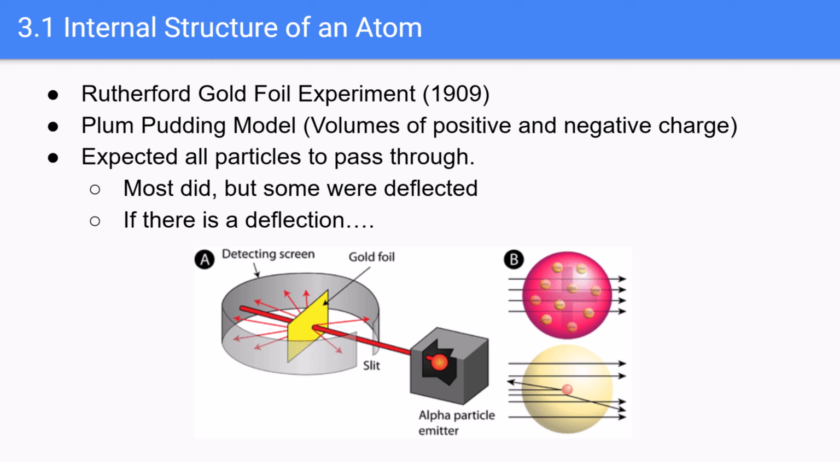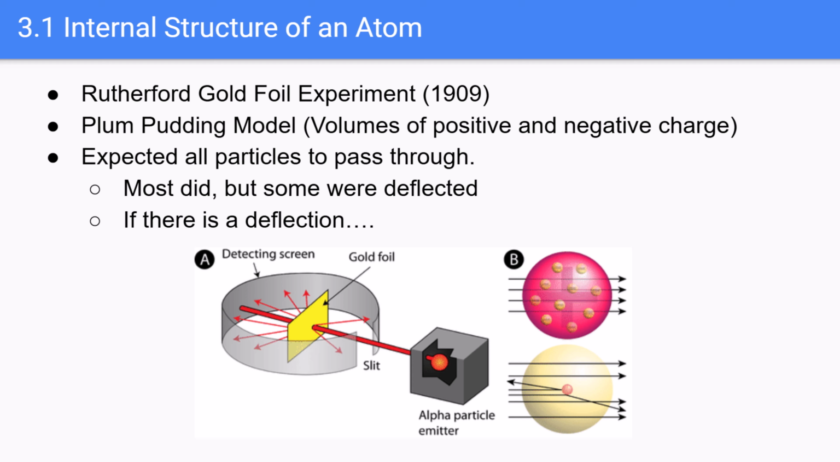And so there's a detection screen around the gold foil, and what he anticipated was what you would see in the very first part of B there, that all of the alpha particles would go directly through the atom, none of them being deflected. However, what ended up happening was the one below that. Most of the particles did go directly through the atom, but some of them were deflected. In fact, some of them were deflected so much that they came back towards the alpha particle emitter.